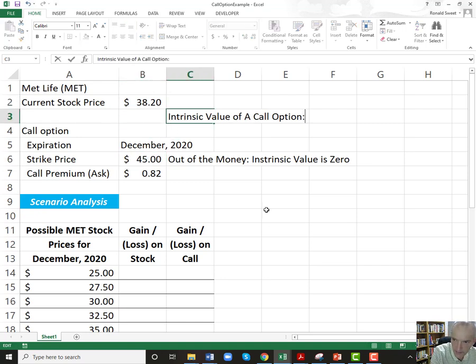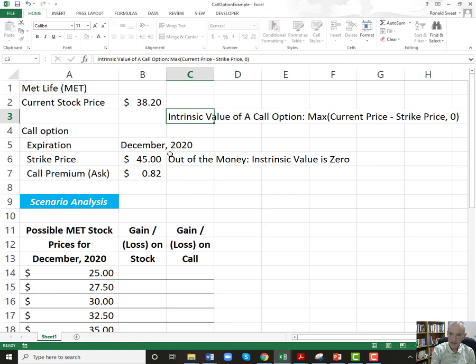The formula is you take the max of the current price minus the strike, the max of that, and 0. What that means is a call option, you do not have to execute it. If you are out of the money, you just don't execute it. You would let it expire worthless. But if you're in the money, you do execute it. So remember, this is very different. If you buy the stock and the stock price falls, you lose money. But with the call option, the most you can lose is your 82 cents.